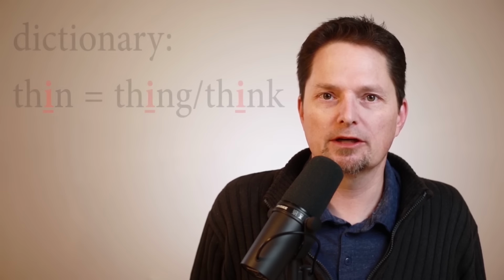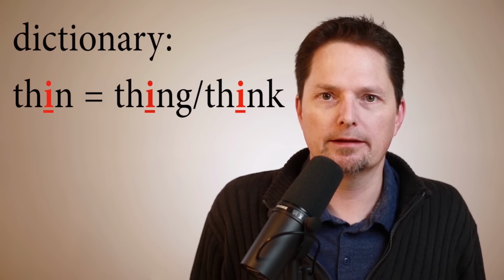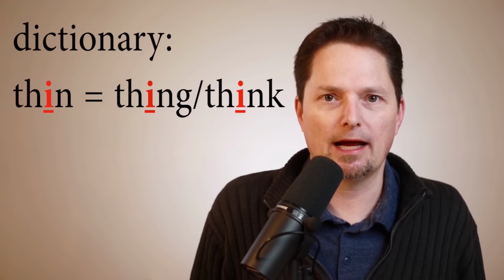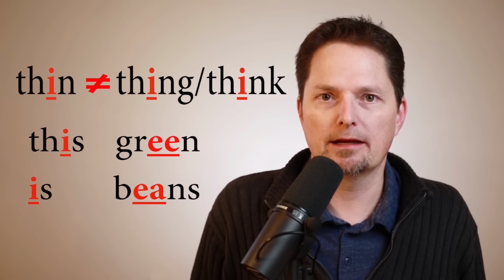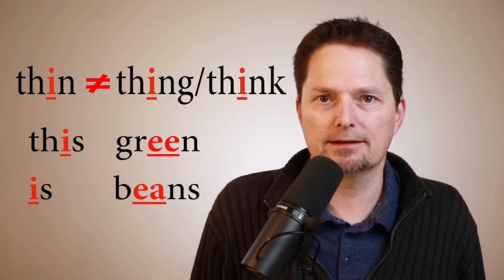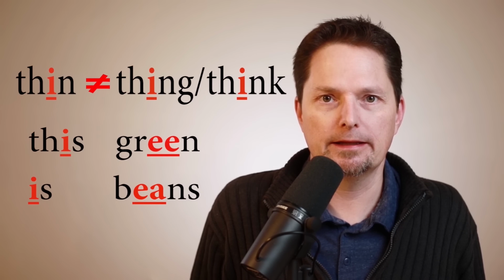Our first example is the pronunciation of words with the spelling ing and ink, like thing and think. The dictionary shows the word thin with the same pronunciation as thing and think, but they are different. Thin is a short I sound. This is thin.